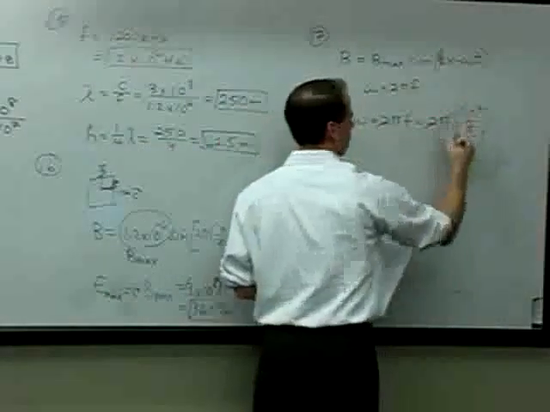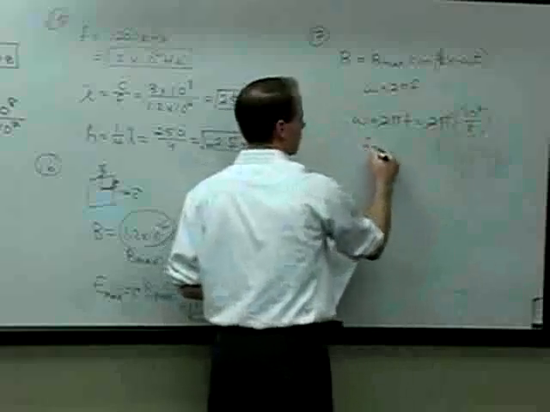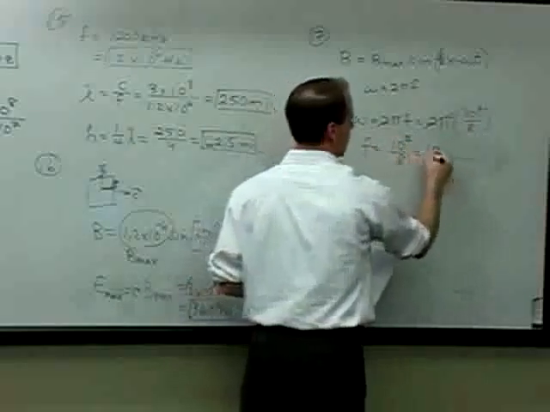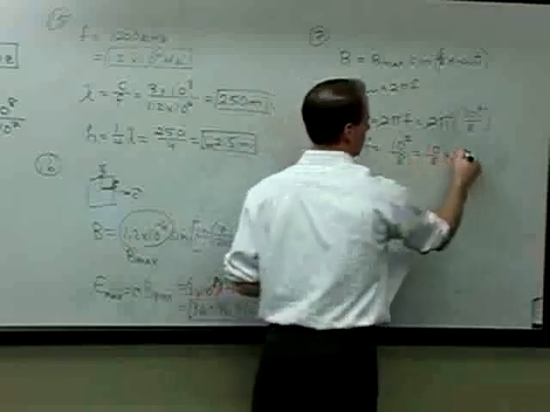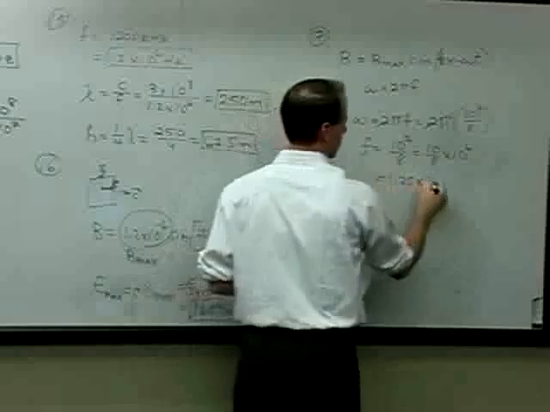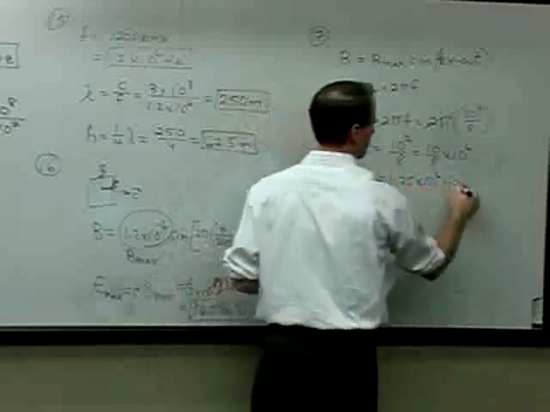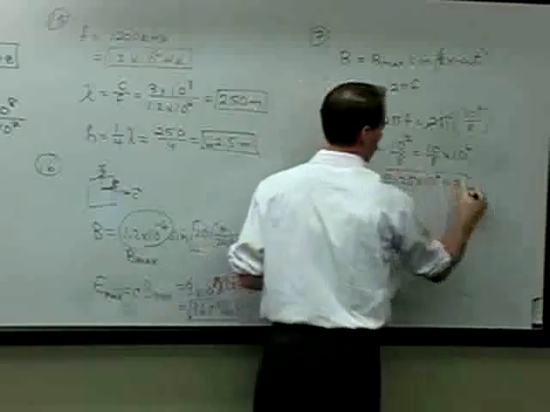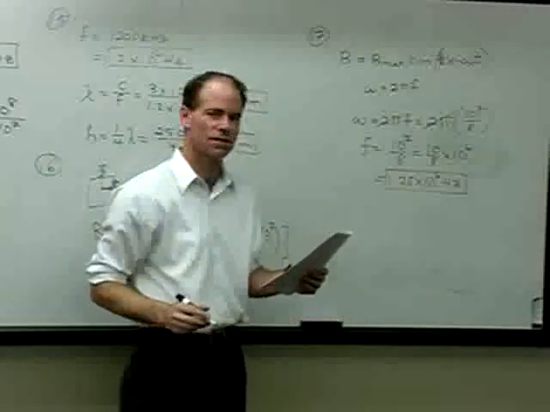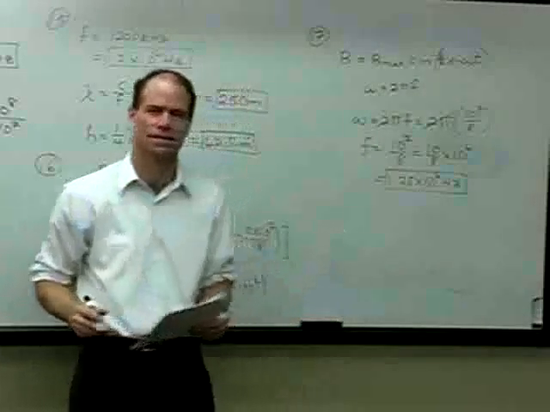So the frequency is 10 to the 7 over 8, which I could write as 10 divided by 8 times 10 to the 6, which would be 1.25 times 10 to the 6 hertz. So that's our frequency. That is answer C.